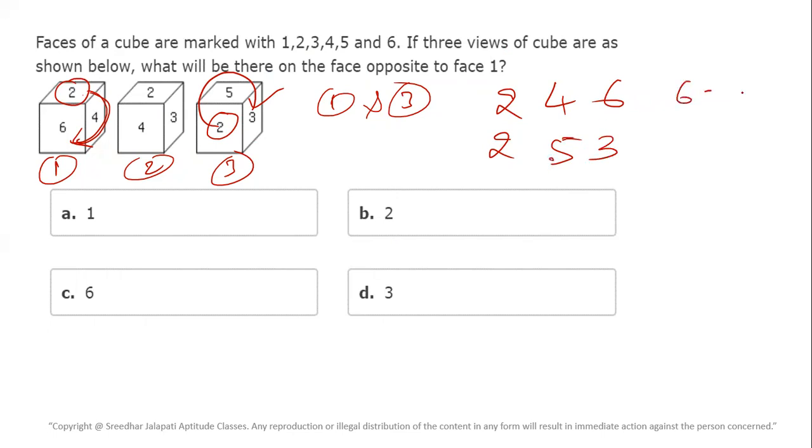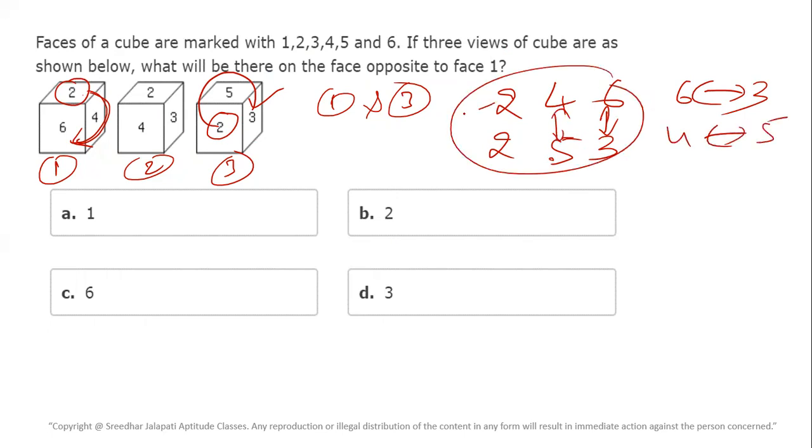Now it is very clear that 6 and 3 are opposite, 4 and 5 are opposite. And what is the element which is missing here? 1. So 2 and 1 are opposite. You are asked to find the opposite face to 1, which is 2. As 2 and 1 are opposite, answer 2.